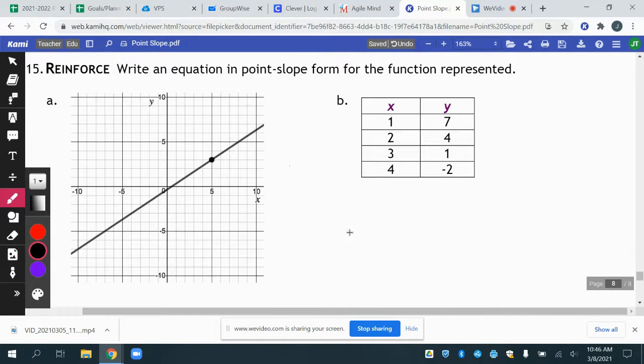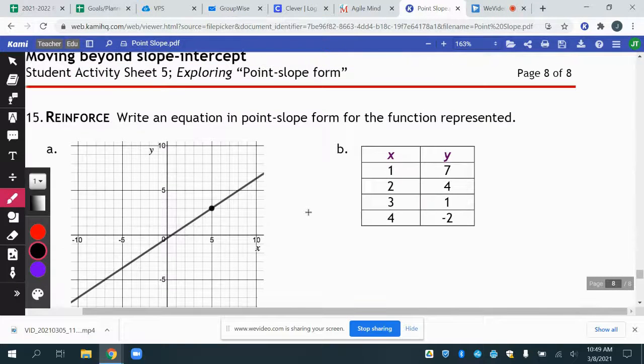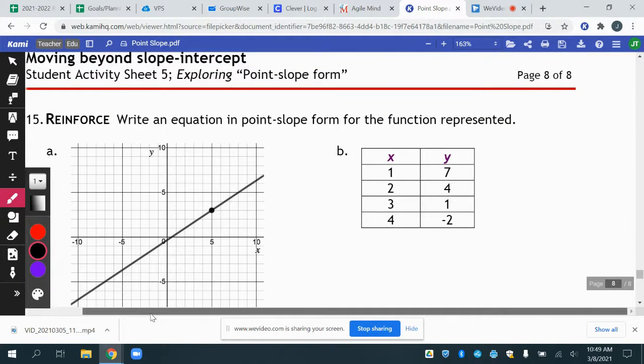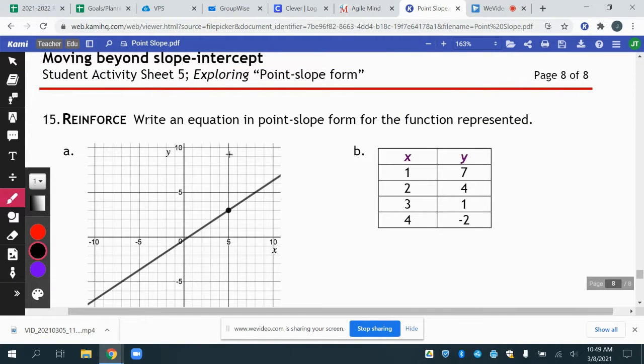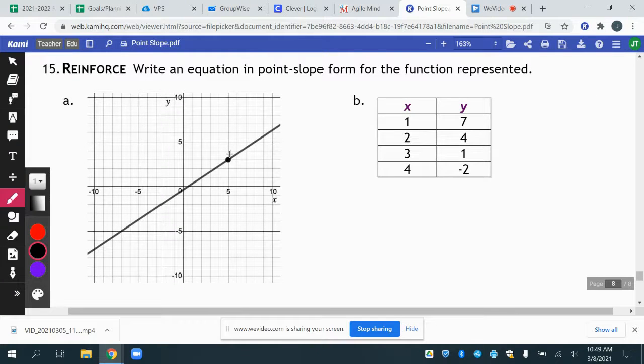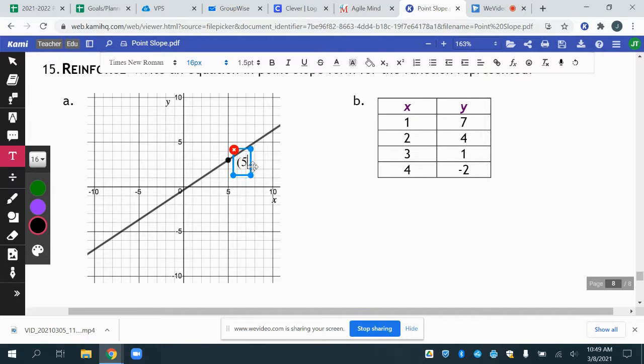Almost there. Actually, I need to stop for a second, finish the last page. All right, last page. Here we go. Continuing. All right, reinforce. Write an equation in point slope for each of these. Okay, so here we have a point. You know that this point is 5, 3.